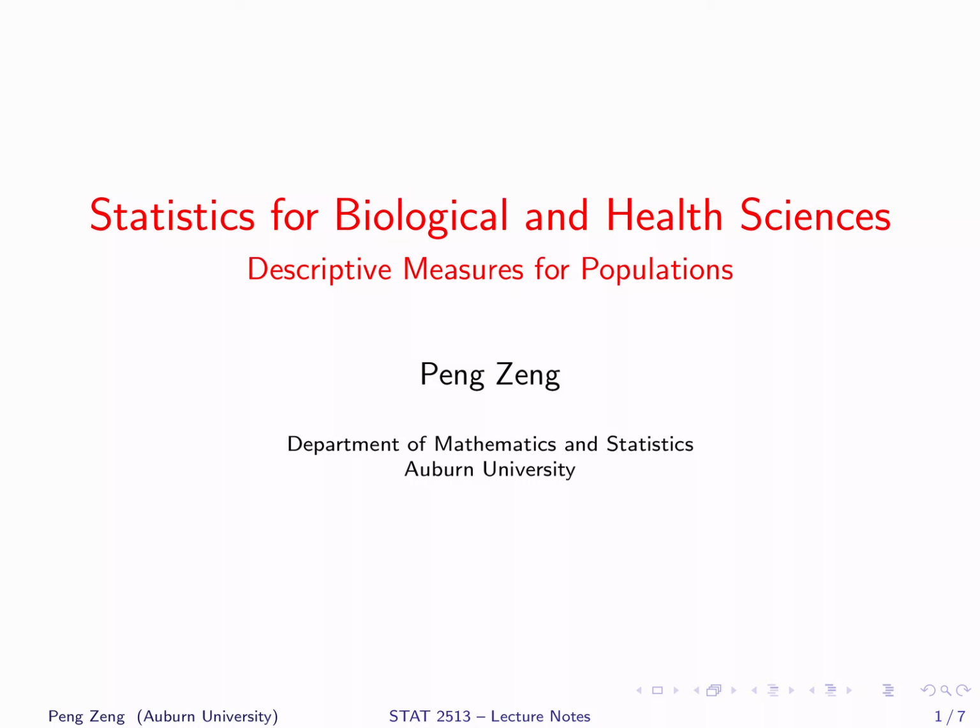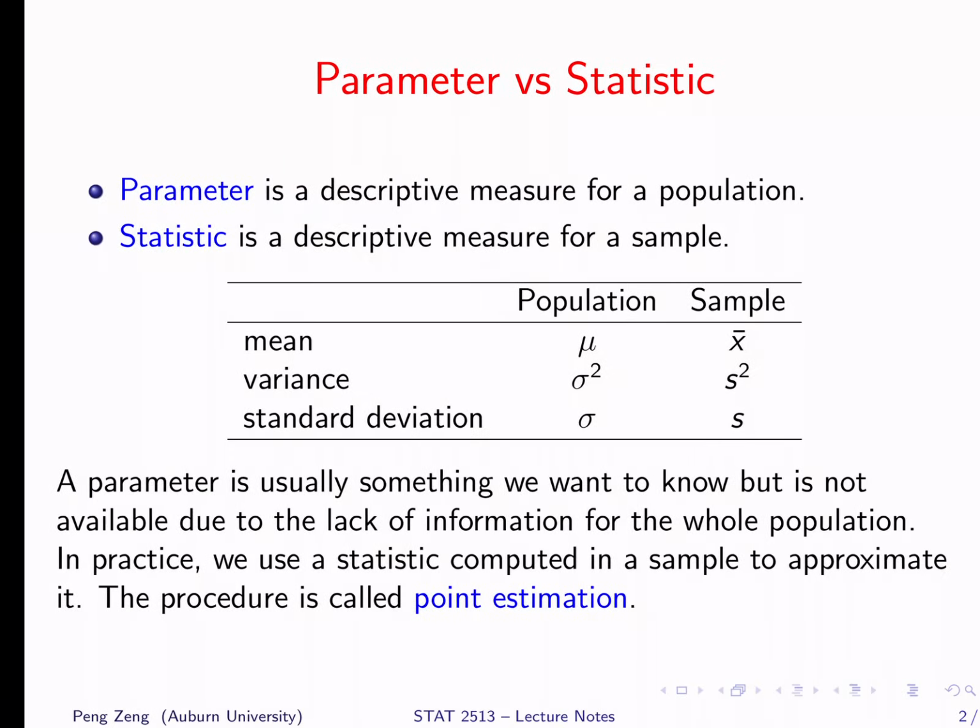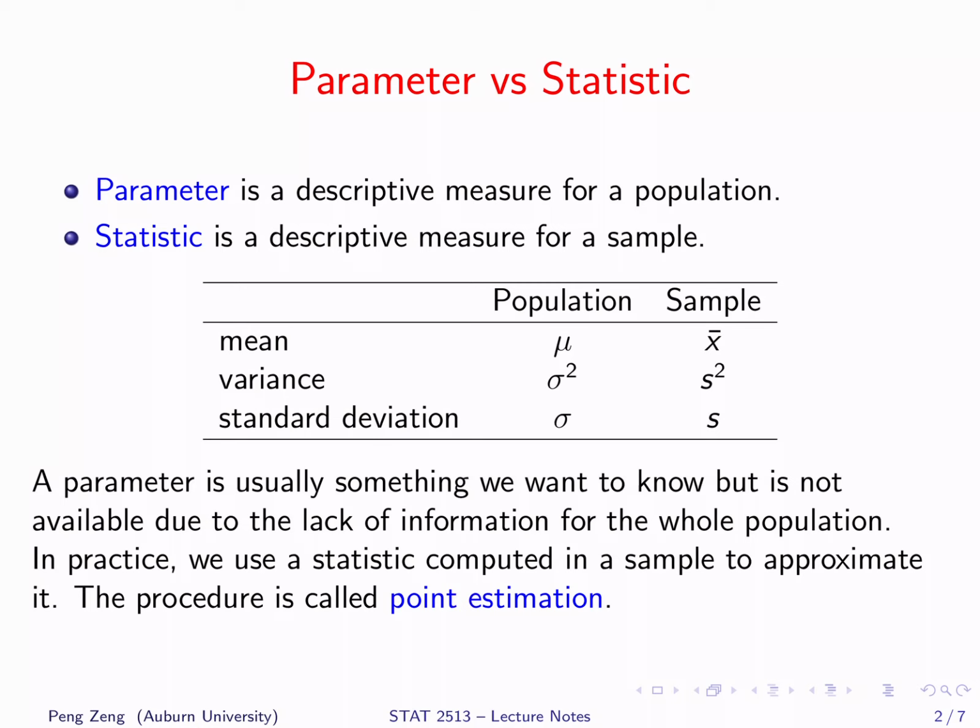This lecture will discuss descriptive measures for population. We need to distinguish between a parameter and a statistic. Basically, a parameter is a measure calculated for a population, and a statistic is a measure calculated for a sample.